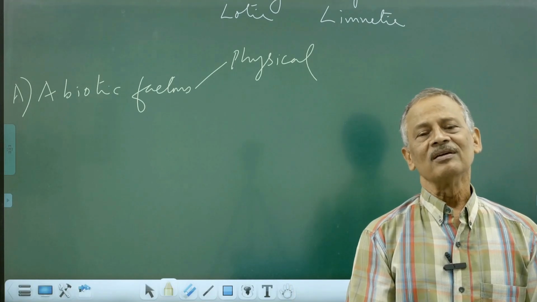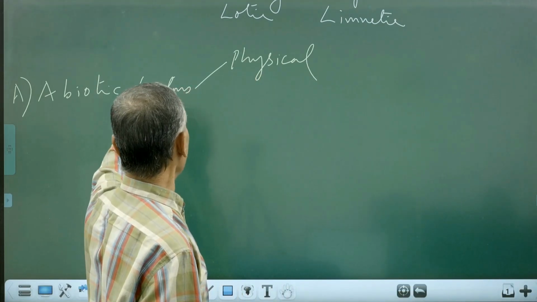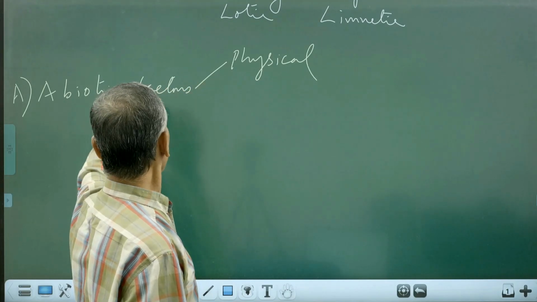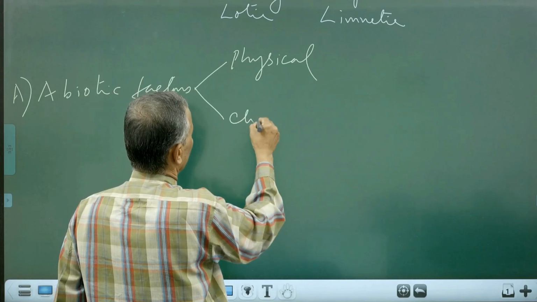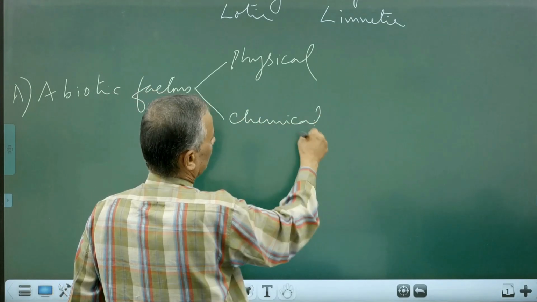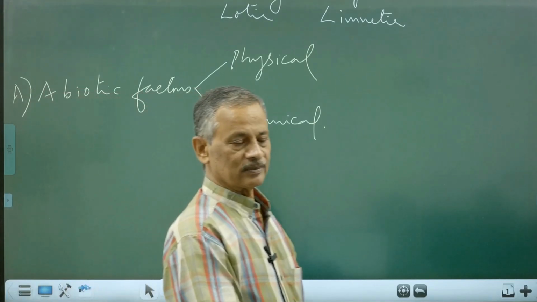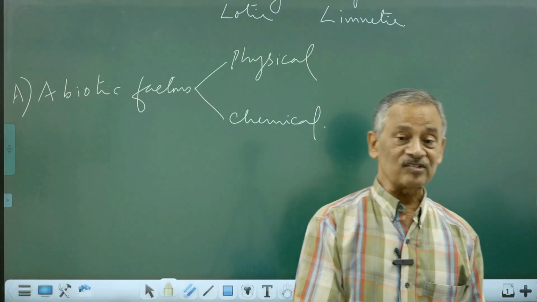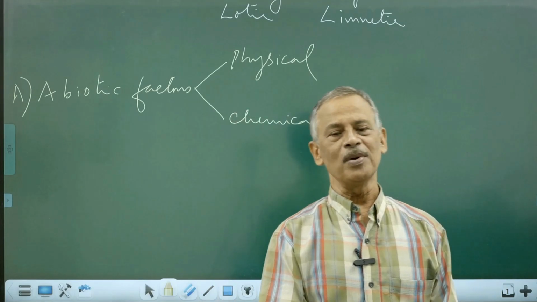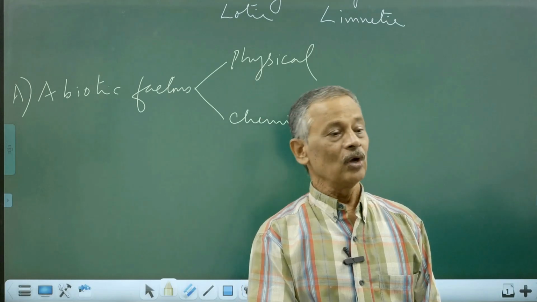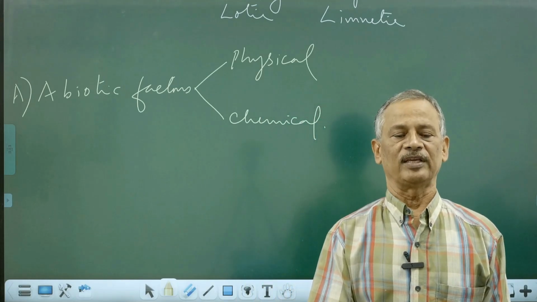All such features will be coming under the physical factors of abiotic. Second one includes the chemical factors. It includes pH. What are the salts that are dissolved or present? What are the gases that are available? Such things. So they are all having a profound influence on the life of living things.